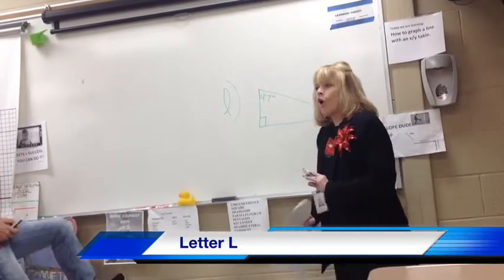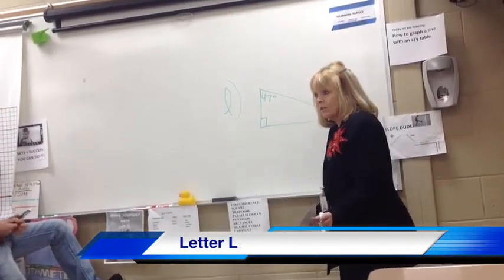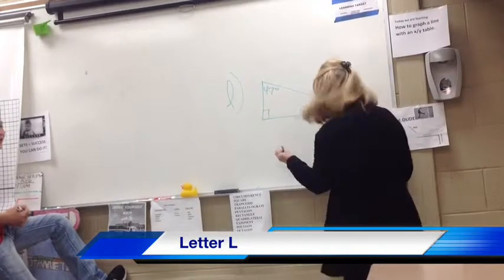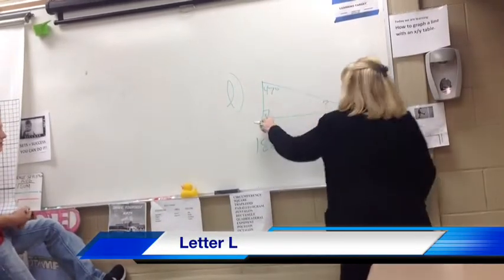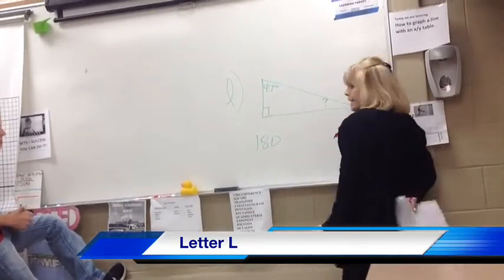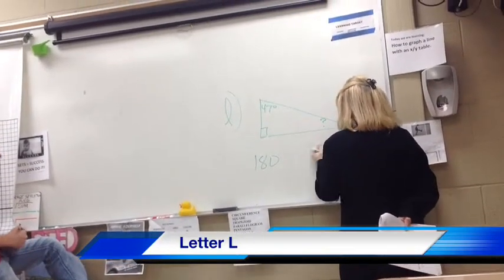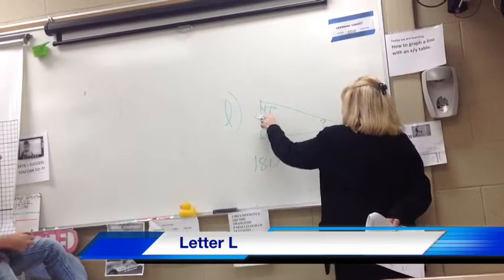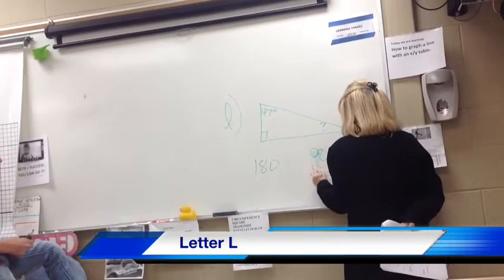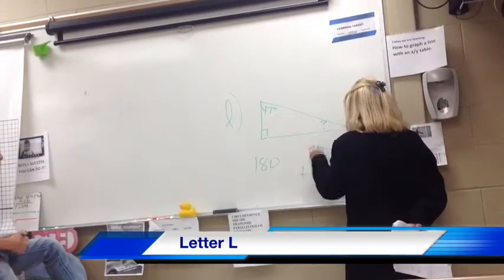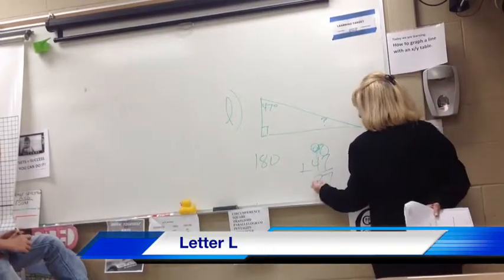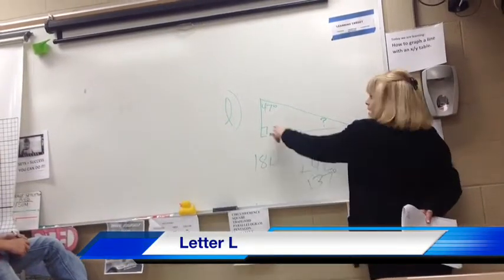How many degrees are all together in every triangle? 180. Yes. That plus that makes 180. What's that? 90. Well, add 90 plus 47. What's 9 plus 4? 137. Yes. Now, these two add up to 137.